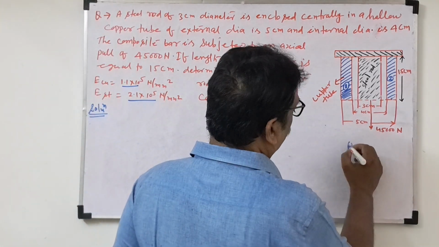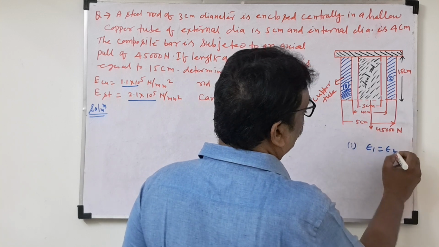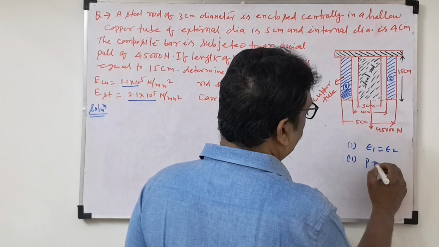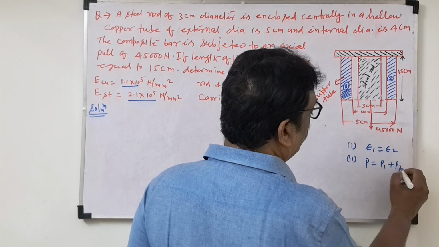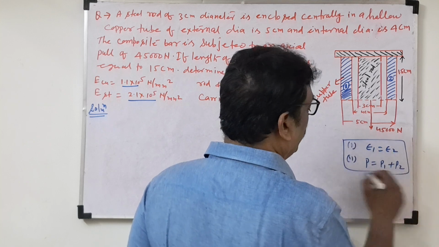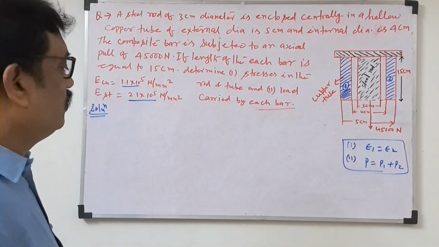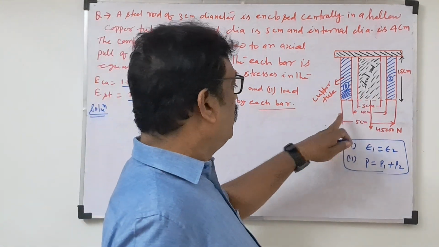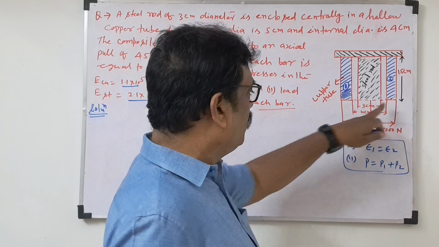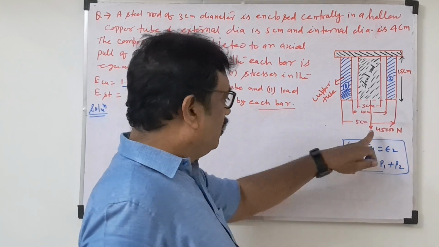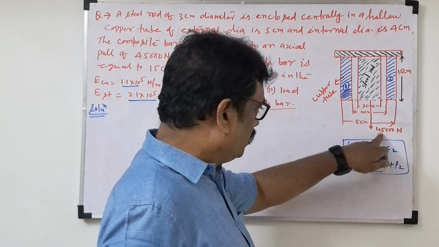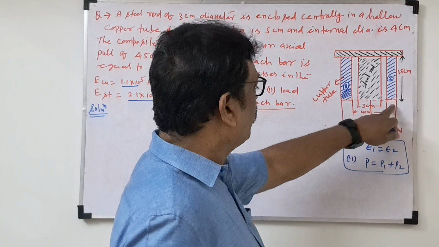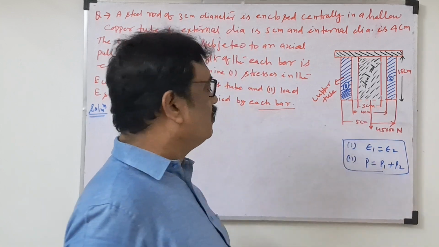Two cases will be there. Case 1: strain 1 will be equal to strain 2. The second one: total force equals P1 plus P2. If we apply these two concepts, we can solve these questions. So the strain of the steel rod will be equal to the strain of the hollow copper tube, and the total force 45,000 will equal the sum of the shares P1 and P2. So with these two cases we can solve.